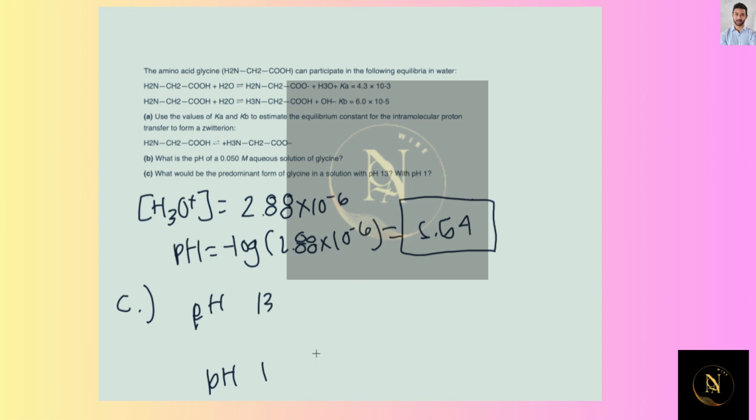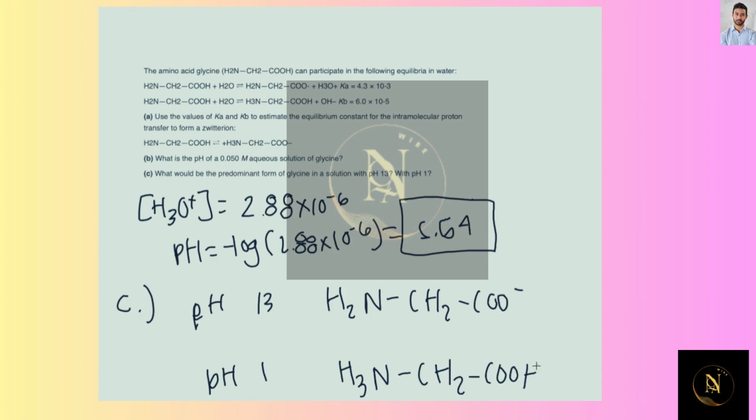So for a pH of 13, the H2N-CH2-COO minus is the most basic form of glycine, where the H3N+CH2COOH is the most acidic form. The reason is that it's more able to donate those protons, whereas here we already donated 2 protons, and so it's in the most basic form.